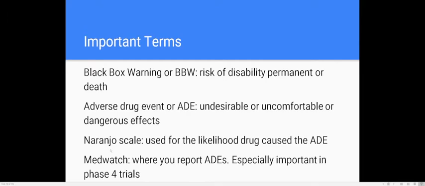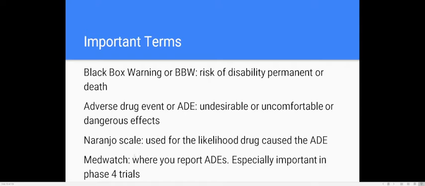The Naranjo scale is basically used to see the likelihood that a drug actually caused the ADE. Honestly, before studying this chapter, I'd never heard of the Naranjo scale before. I don't know if this was actually taught in pharmacy school or not. So I don't know how important this actually is to know for your NAPLEX.